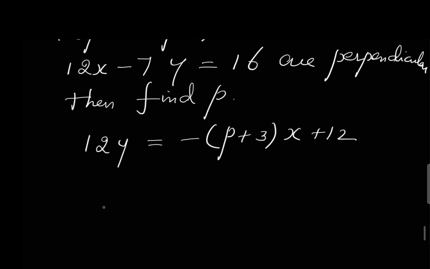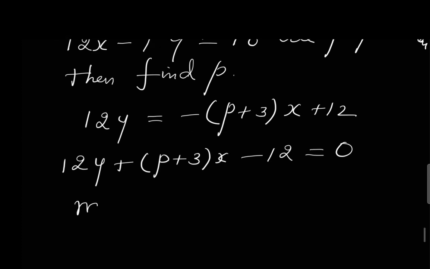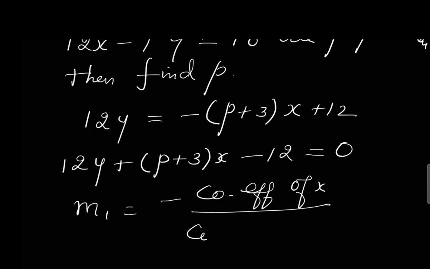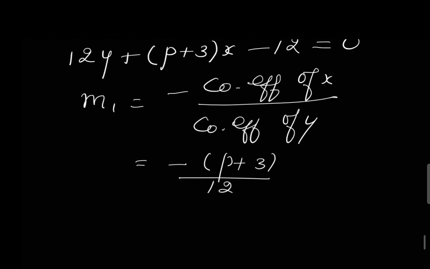See, before applying the slope formula, you have to keep all the x term and y term on the same side, left side. So bring this x term to the left side. So p plus 3 into x plus 12y minus 12 equal to 0. So m1 is equal to minus coefficient of x divided by coefficient of y. So coefficient of x is p plus 3, divided by coefficient of y, which is 12. You keep as it is.